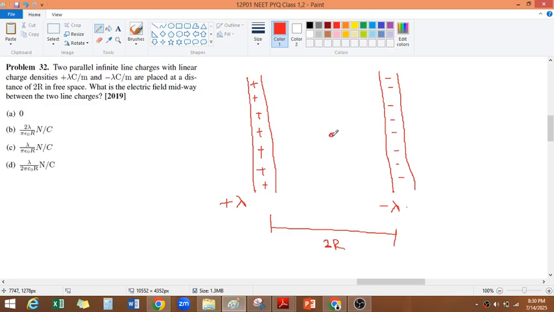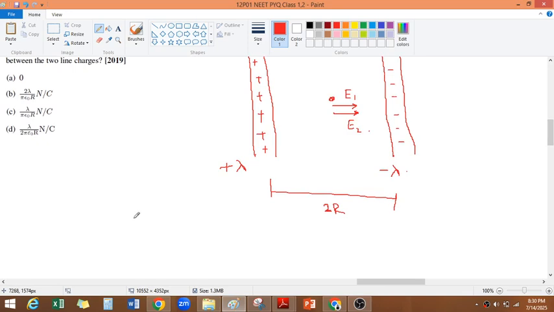Electric field means what will happen if I put a positive test charge over here. Plus and plus will repel. Plus and minus will attract. So that means E1 and E2 will be in the same direction, which means it will not become zero, it will add up. If you go back and study the formula, we found E1 is equal to lambda by 2 pi epsilon naught r, the distance is r. So that is for this one. E2 will be the same because of the same distance.